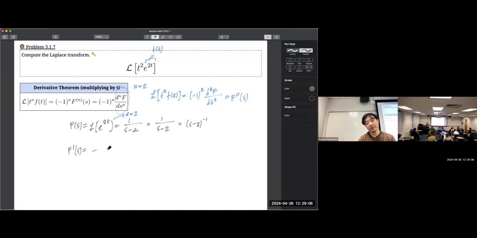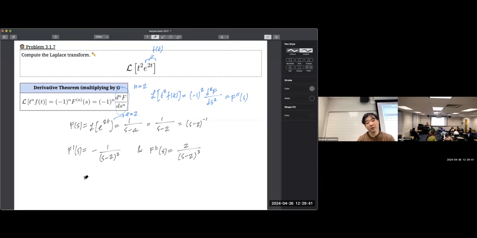This raised to -2, which means I can just put it on the bottom. And then the derivative of s is just 1, so that's that. And then you're going to take another derivative of it. I'm going to take the derivative of s minus 2 raised to -2. Pull the -2 down, multiplies with the negative, so you just have +2. And then it's going to be s minus 2 raised to -3, but I'm going to put it in the bottom. And then times the derivative of s, which is just 1.